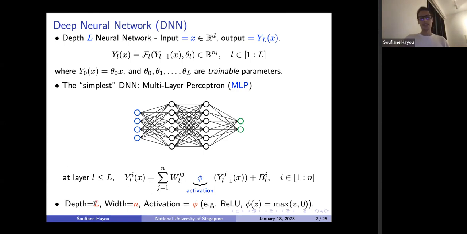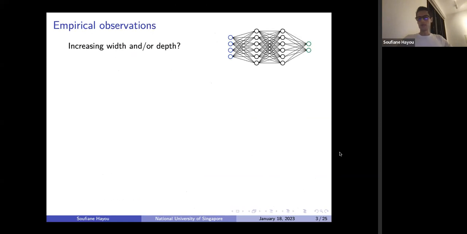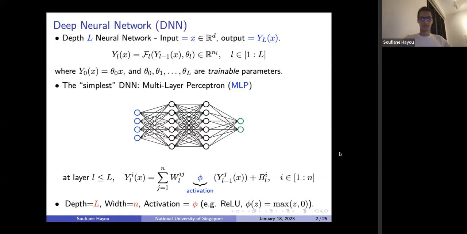Here I'm considering the case where the width is the same for all the layers, the width being small n. You can think of it as a rectangular neural network. I'm going to use this notation throughout the talk. Depth is going to be capital L, the width is small n, and the activation function is phi. It could be ReLU, for example. Feel free to interrupt me if you have any questions.